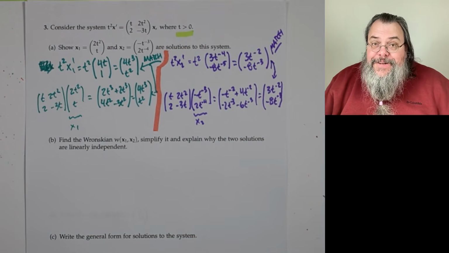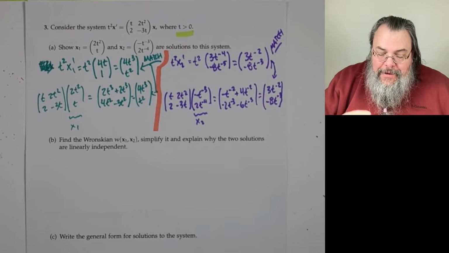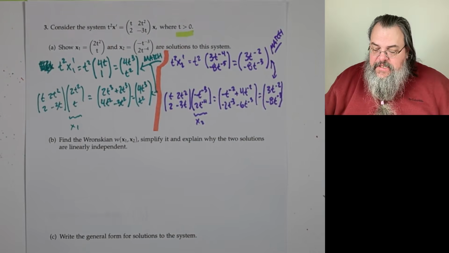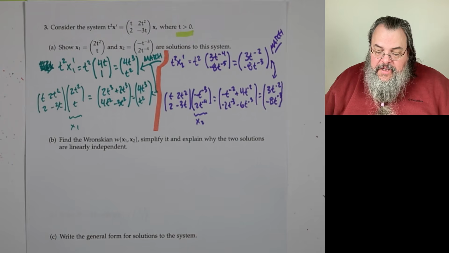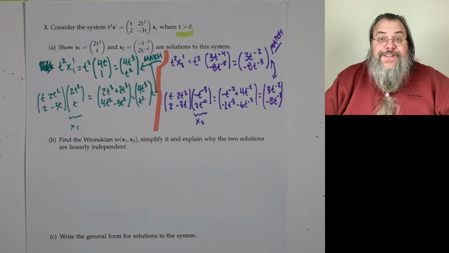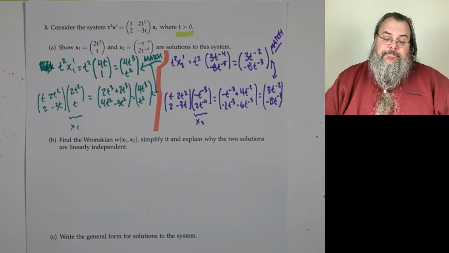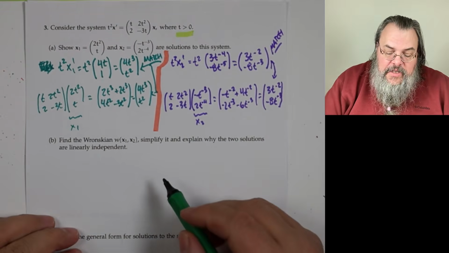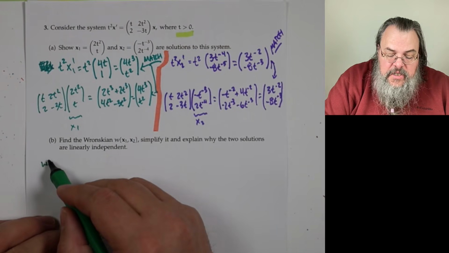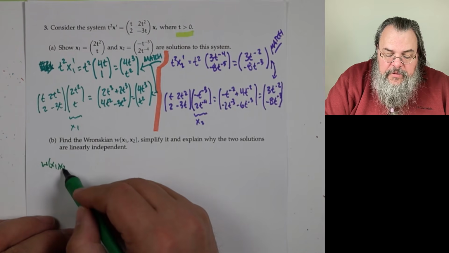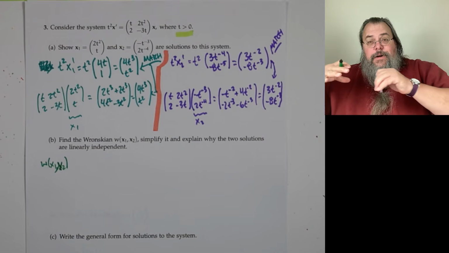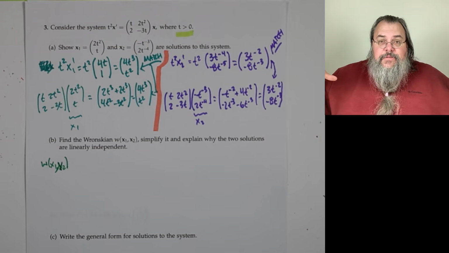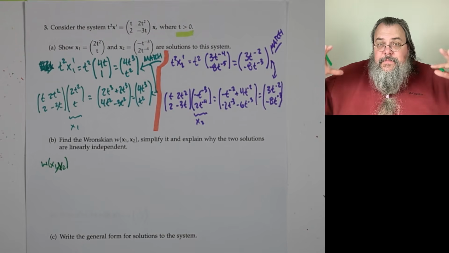All right, next one. Part B. Find the Wronskian. Okay, simplify it and explain why the two solutions are linearly independent. Well, how do you find the Wronskian? Now you have to remember there's sort of two flavors of the Wronskian. There's the flavor for when you have a high degree single variable equation, and then there's the flavor for systems.